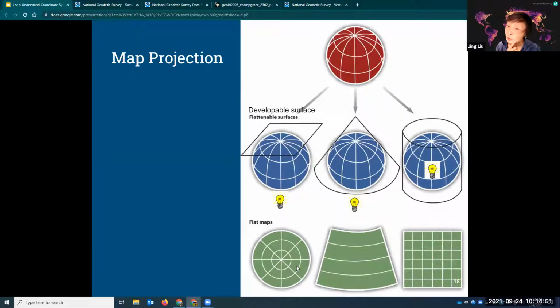Okay, so here's the thing. First thing, we want to flatten our Earth. How to flatten our Earth? Through map projections.